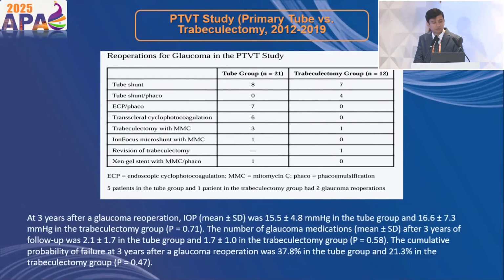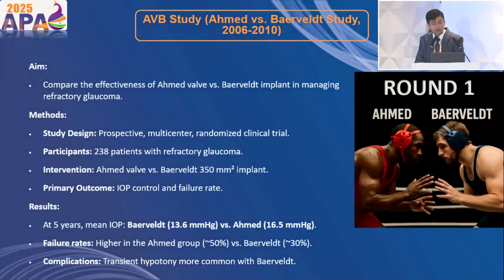This was one more publication out of this study about reoperation. This was interesting. Reoperations of glaucoma in these two groups. Tube had a much higher reoperation rate than trabs at 3 years, and in those patients who underwent a reoperation, IOP control at the end of the study was similar, but the number of medications in the trab group was lesser, again not statistically significant, and the probability of failure was also lesser in the trab group, but they could not reach statistical significance.